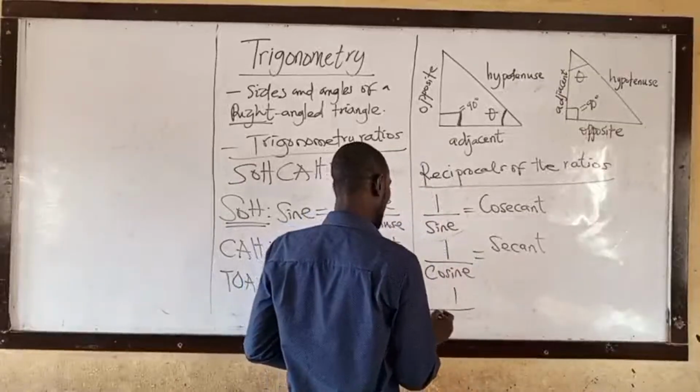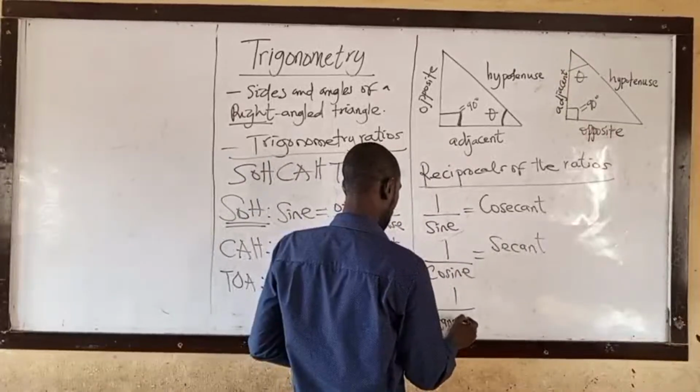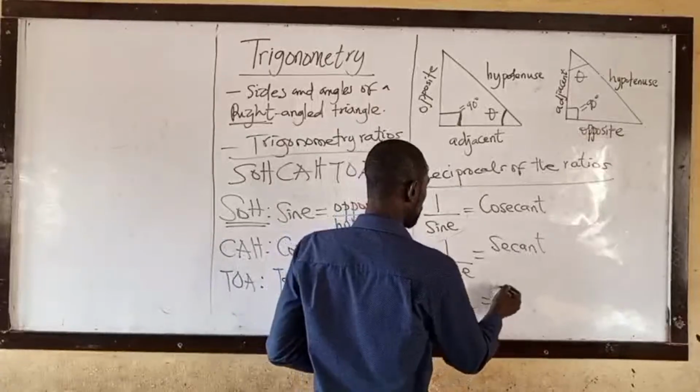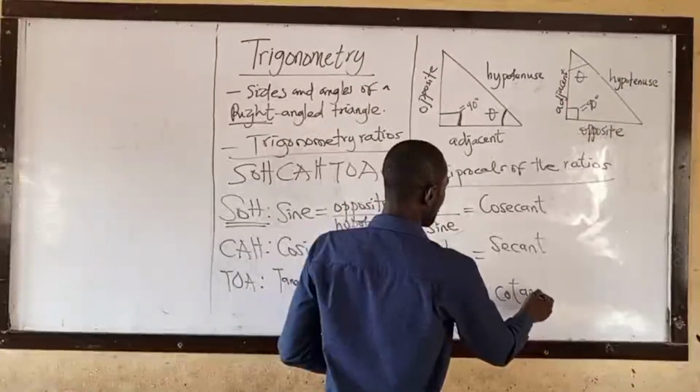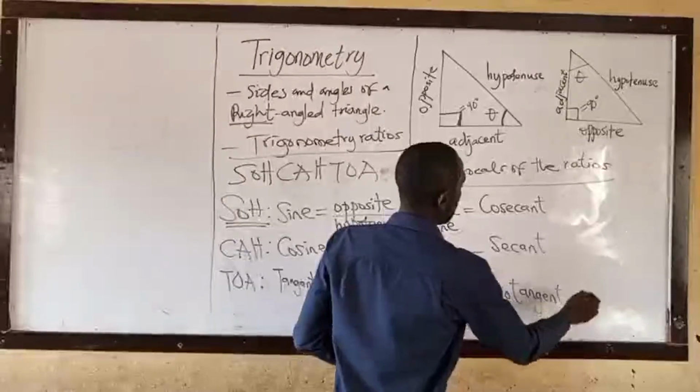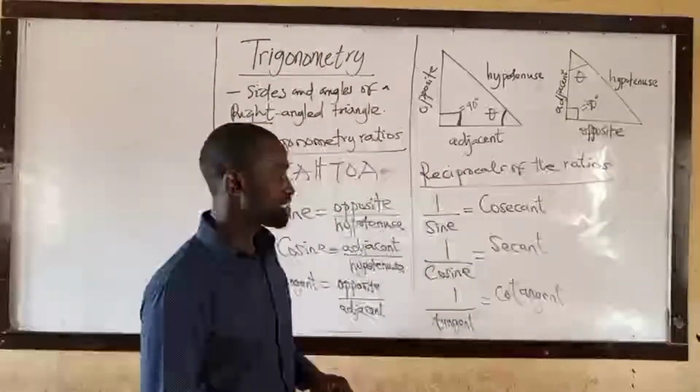Then 1 over tangent is called cotangent. Very, very important. You must know this.